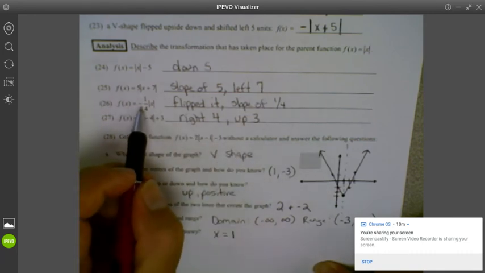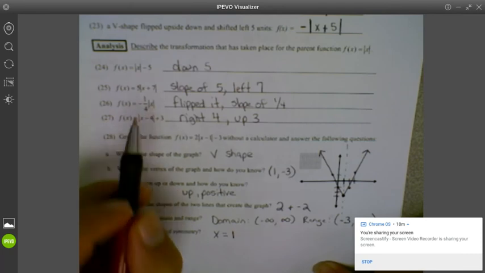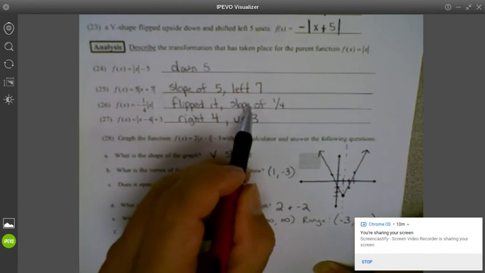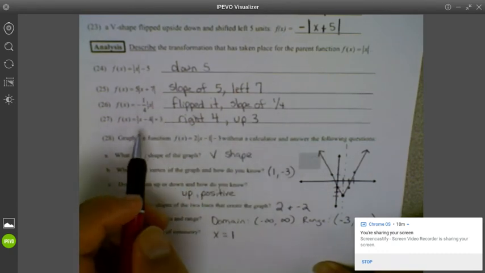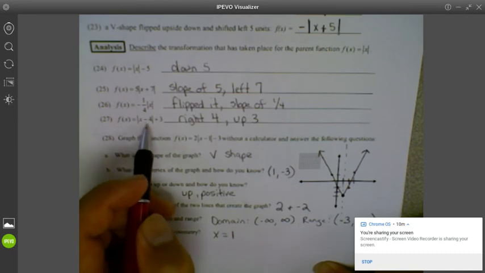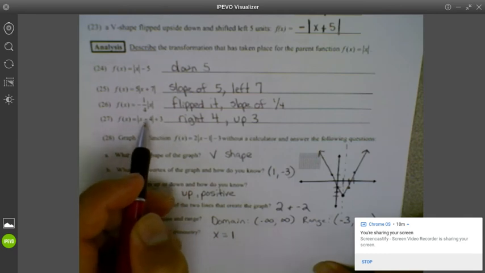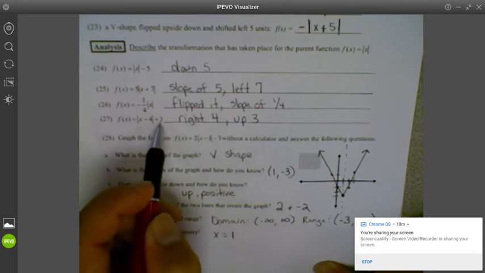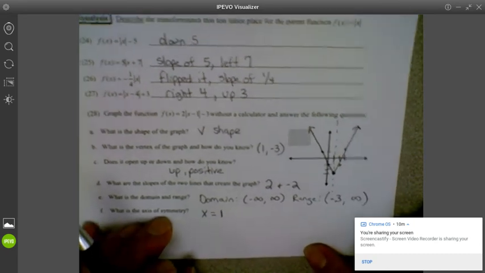If we have a negative out in front, a slope of 1/4, and then just the absolute value of x, the negative has flipped our graph. The slope of 1/4 has made it wider, right? So a slope of 1/4, that makes it wider. In 27, what we've done is we have subtract 4 inside and added 3 outside. If you subtract inside of the function, you move it right. So we moved it right 4, and then adding 3 moves it up 3. So that answers your questions there.